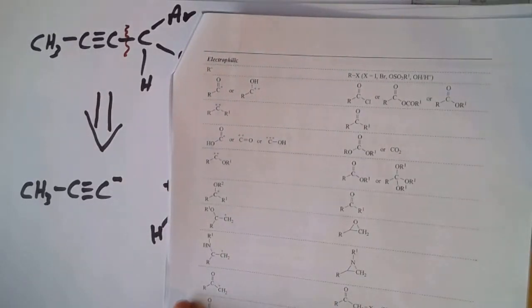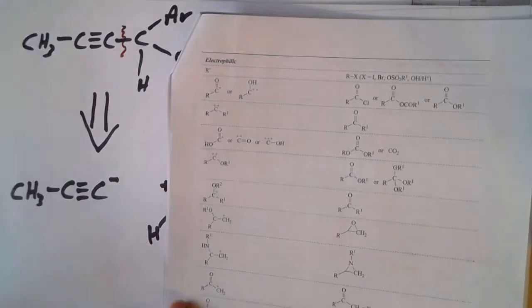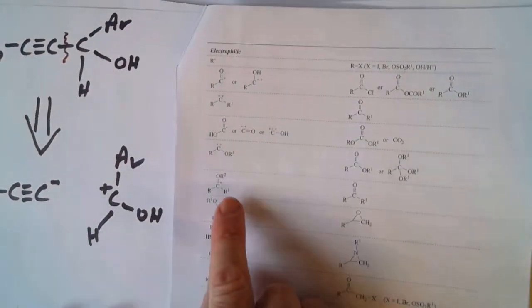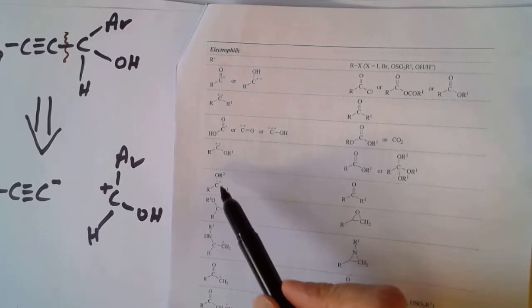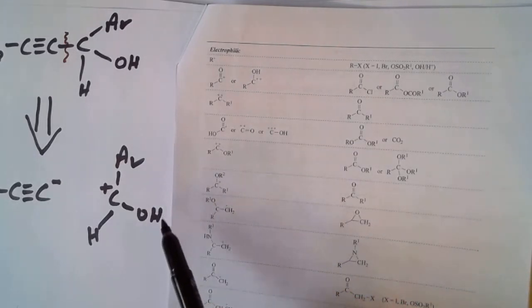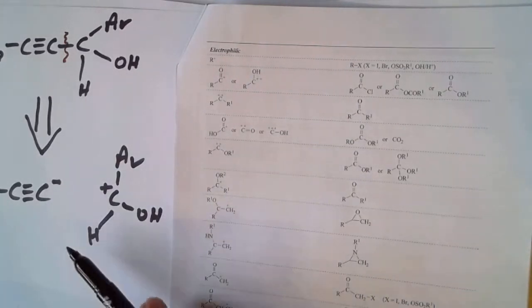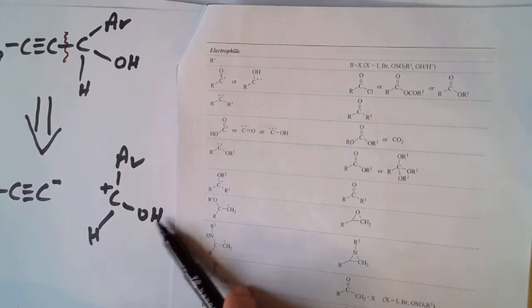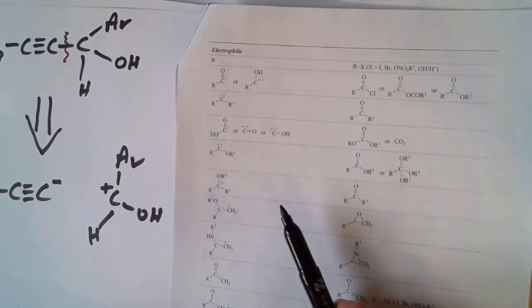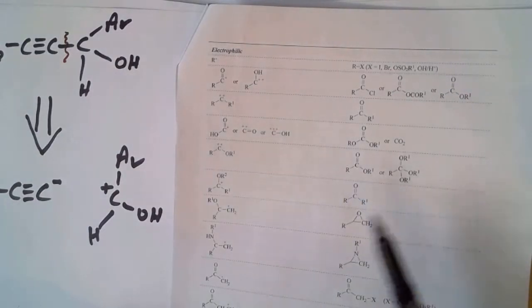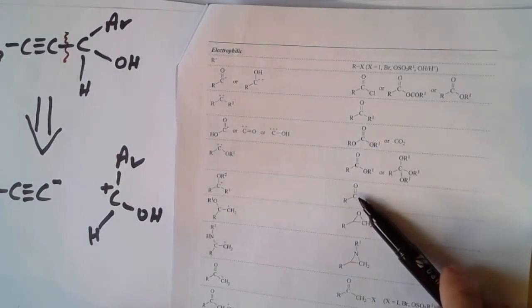Let me just move this aside to our electrophilic synthon. In this case, if we allow R1 and R2 to equate to a hydrogen in each case, so here's R2 and here's R1, then the appropriate electrophilic reactant will be a carbonyl group.